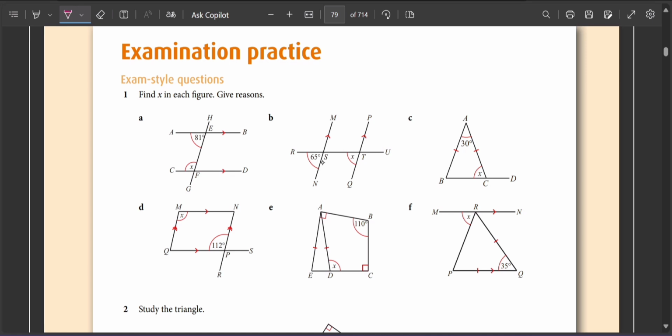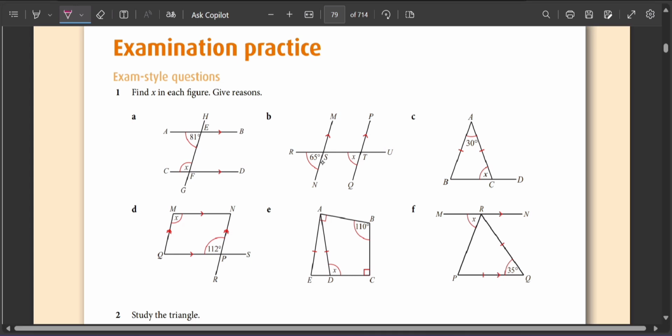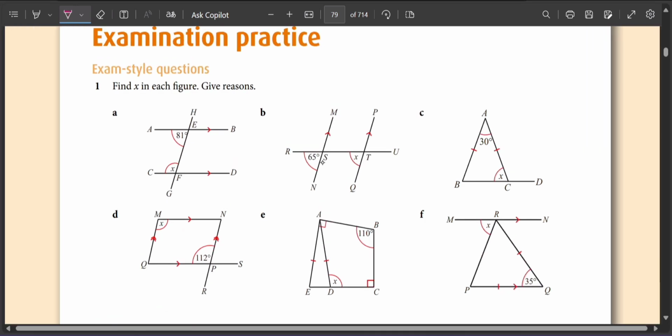And just to make sure, if you haven't watched the previous videos of this chapter, go back and watch them. Only after then you will be able to solve these questions in a flow. Okay, find x in each figure, give reasons.